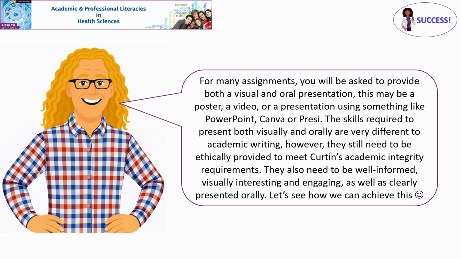For many assignments, you will be asked to provide both a visual and oral presentation. This may be a poster, a video, or a presentation using something like PowerPoint, Canva, or Prezi. The skills required to present both visually and orally are very different to academic writing. However, they still need to be ethically provided to meet Curtin's academic integrity requirements. They also need to be well informed, visually interesting and engaging, as well as clearly presented orally. Let's see how we can achieve this.